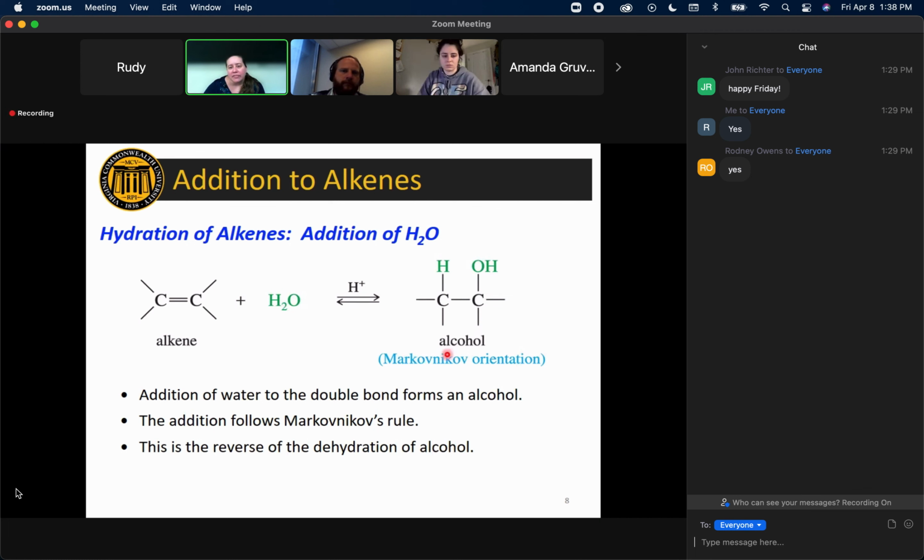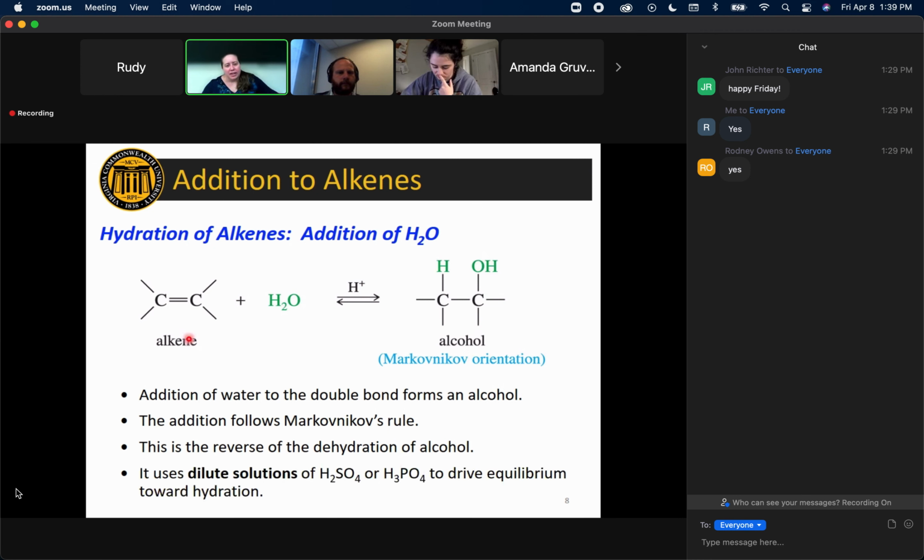So in chapter 7, we learned about dehydration of an alcohol to give you an alkene. And this is indeed exactly the reverse of that, both in the total reaction that we see and in the mechanistic steps. In this reaction, we're going to use dilute solutions of sulfuric acid or phosphoric acid. And this is an equilibrium reaction. So if we use a dilute solution, that means we have a lot of water around, and that water will drive the equilibrium towards the alcohol product.